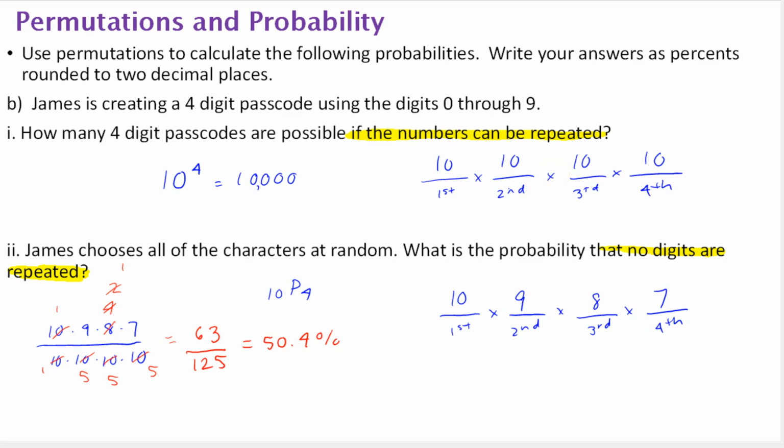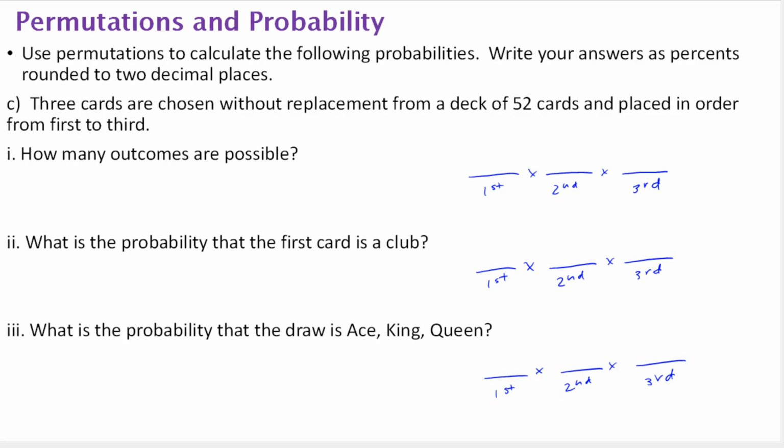We have one last one. Okay, and this is a card problem. 3 cards are chosen without replacement, so that helps you know it's a permutation, from a deck of 52 cards and placed in order from first to third. And the order matters. That's a permutation requirement too. We'll see something that doesn't have order coming up soon.